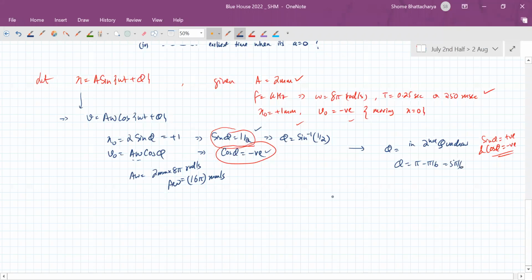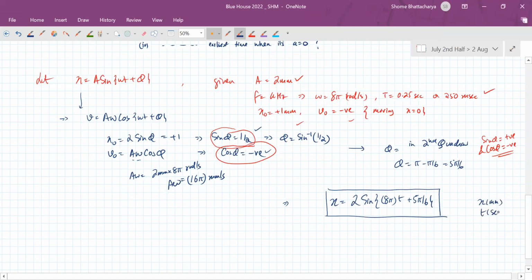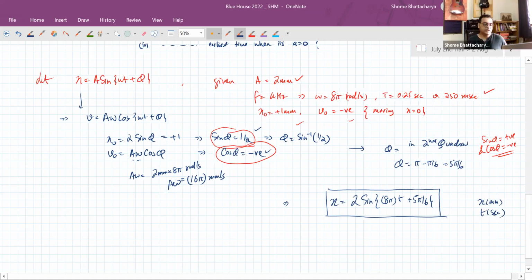Okay. So now we've got all the parameters. So we can write x finally properly with all the values. It is 2 millimeters into sine. Or we can leave out the millimeters, we'll express that later. So it is 2 sine omega was how much now? 8 pi t plus 5 pi by 6. This is the full equation of SHM, where x is in millimeters and t is in seconds, because omega is in radians per second.